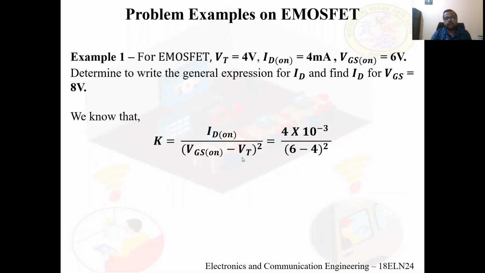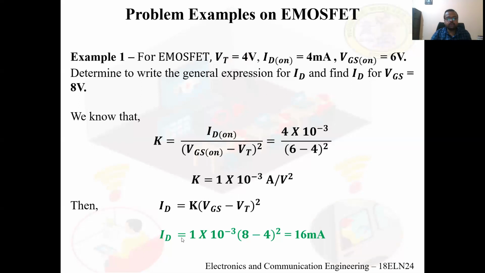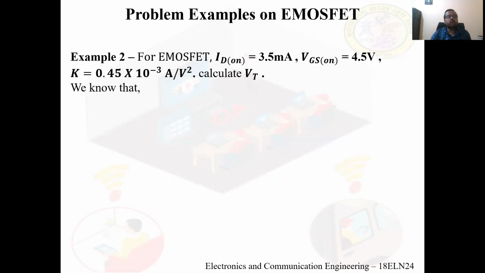VGS(on) is 6 and VT is 4. 6 minus 4 whole square. So you get the value of K as 1 into 10 raised to minus 3 amperes per square volt, or 1 milliampere per square volt. Now, using this K value, calculate the value of ID for VGS as 8 volts. Now substitute the values, so what is the value of ID you get? You get it as 16 milliamperes. Now we'll go to example 2.